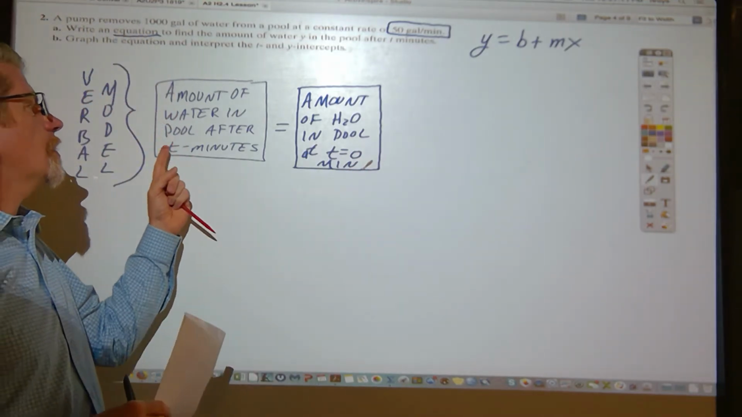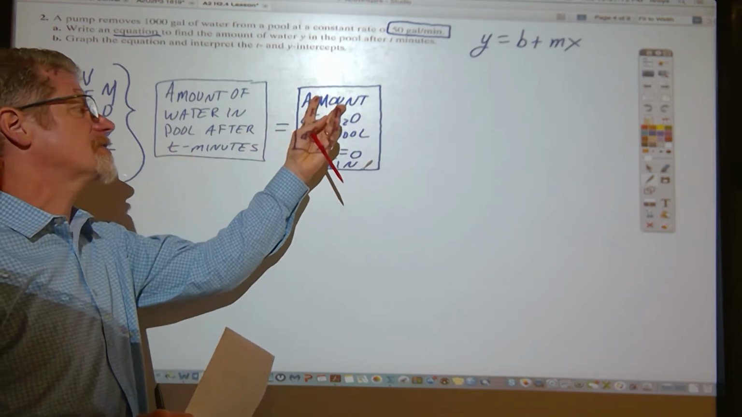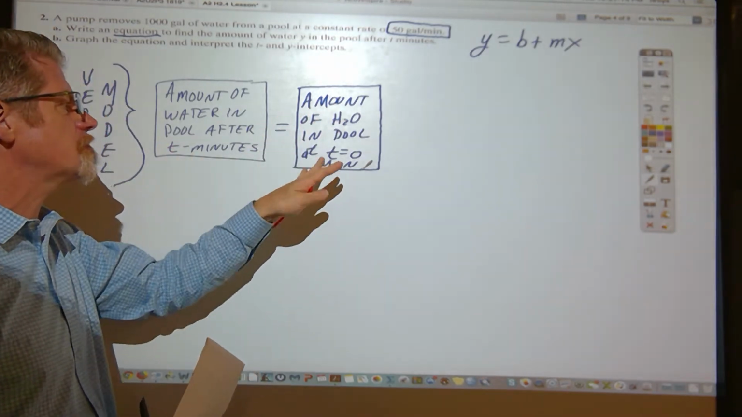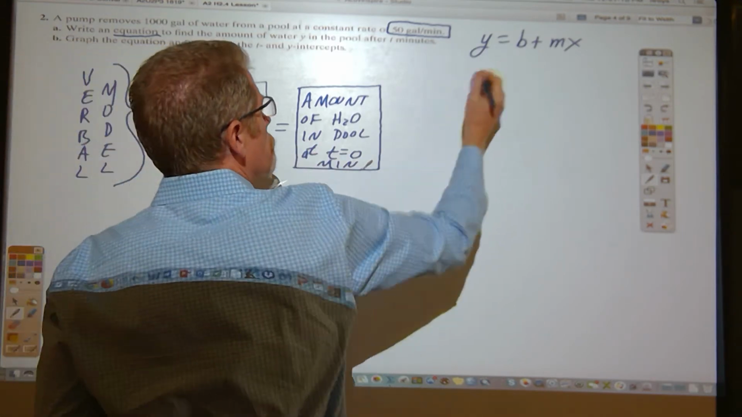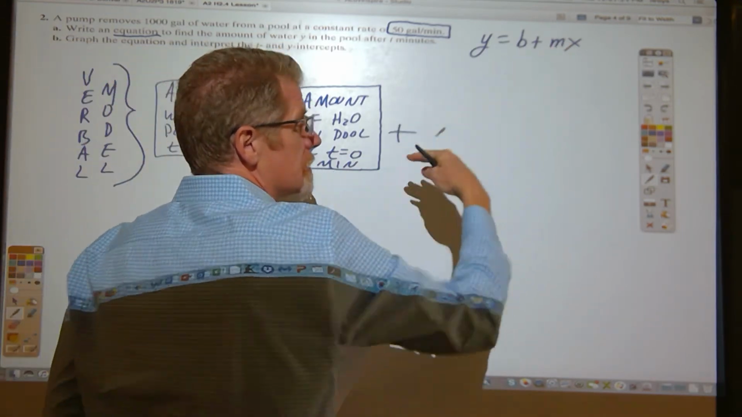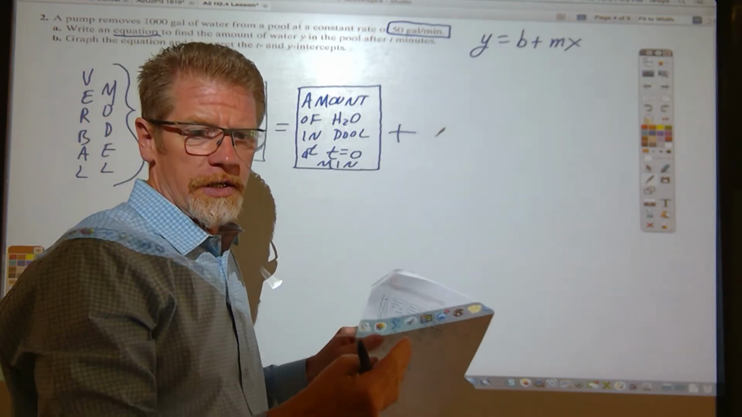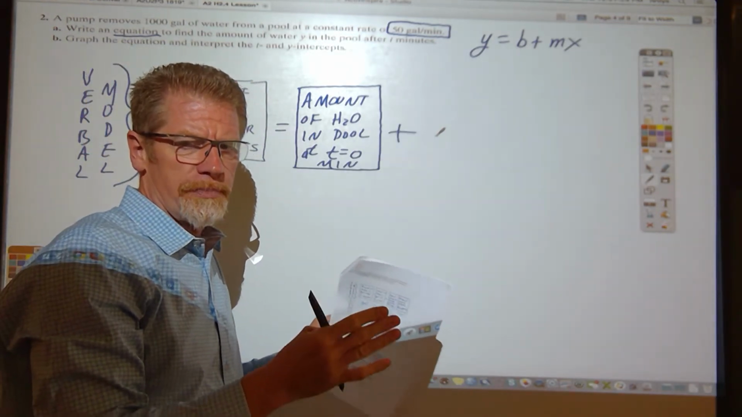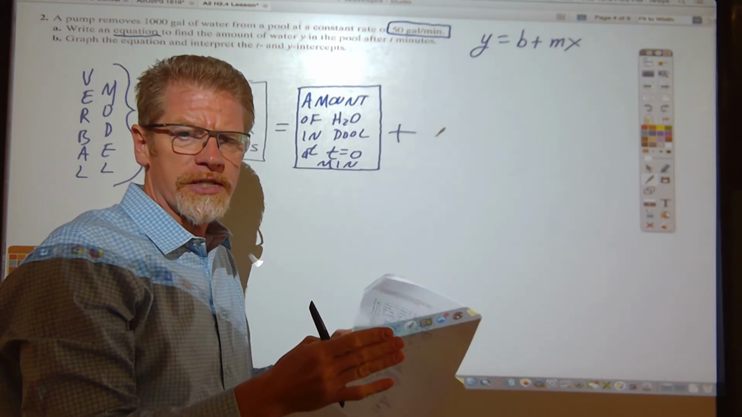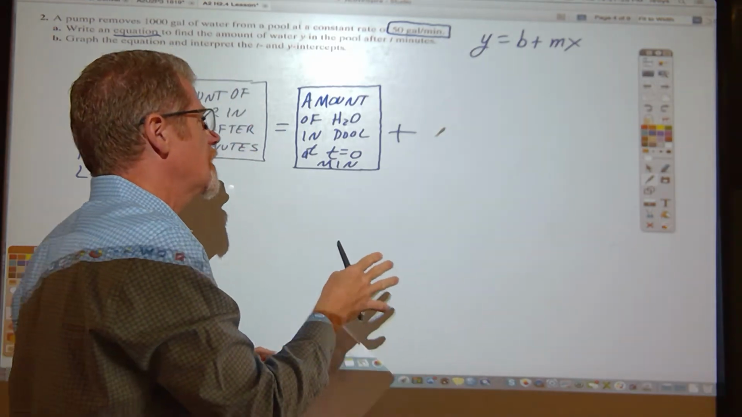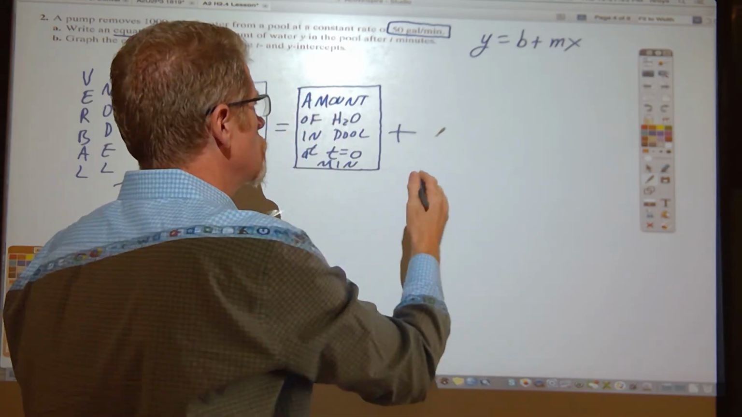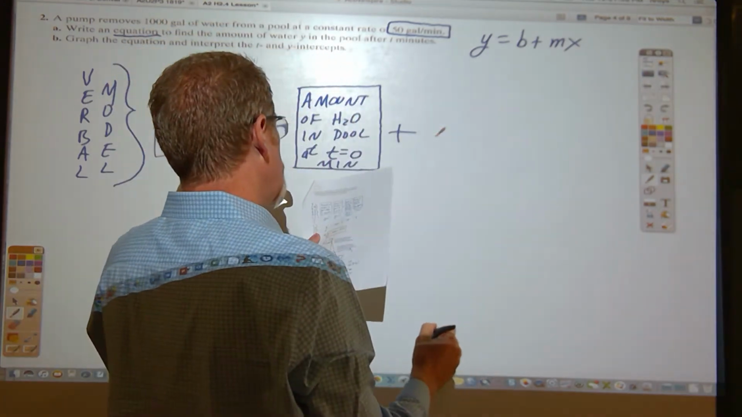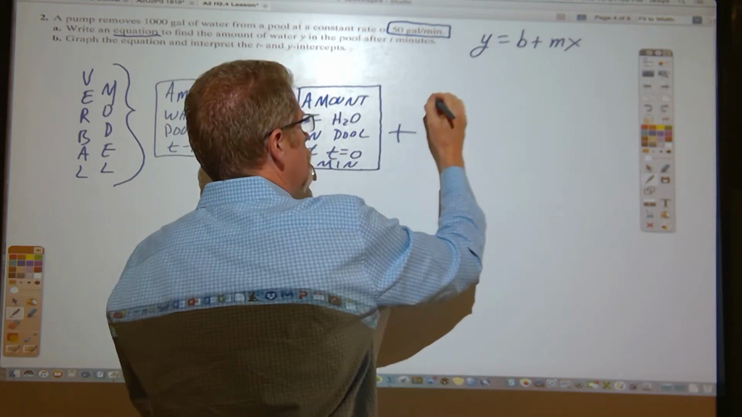So to find the amount of water in the pool after t minutes, I have to start by thinking about, well, how much water do we have at the beginning? What's the initial amount? Plus, and now the slope, that's your rise over run when you're doing just pure math. But in the real world, the slope is the rate of change in the water per minute. So let's write that verbally. Words first, and then the box. Rate at which the number of gallons changes.